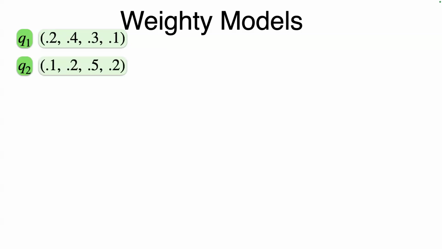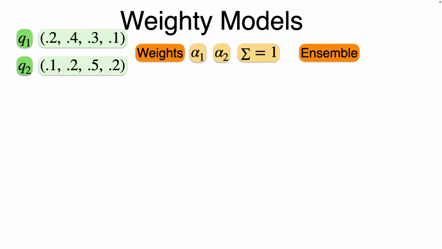Let's talk about weights where the probability depends on the distribution. Suppose I tell you I have two models, Q1 and Q2. Q1 gives me these probabilities: 20%, 40%, 30%, and 10%. And Q2 gives me these probabilities. Now I'm going to assign weights alpha 1 and alpha 2 to these two distributions, so they sum to 1. And I'll get the ensemble, which is alpha 1 Q1 plus alpha 2 Q2.